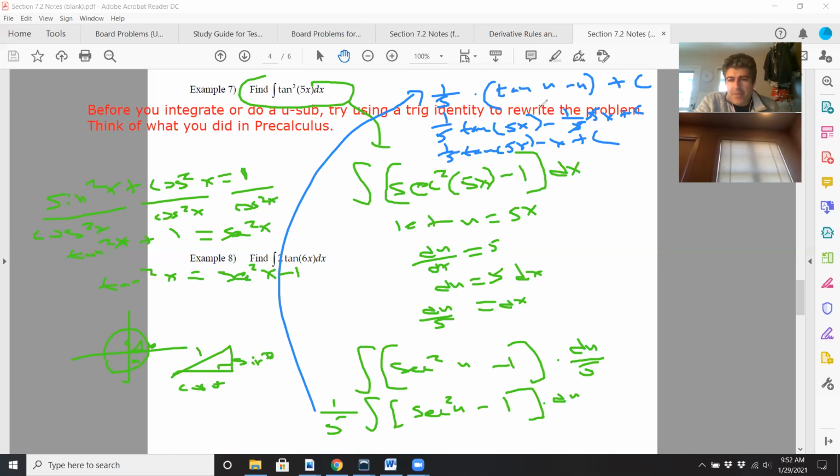And by the way, the plus c is a constant, so you could do c over 5 if you wanted to, but it's a general constant, so don't worry about multiplying by 1/5. Just leave it as plus c. It's just kind of an arbitrary thing you do at the end.